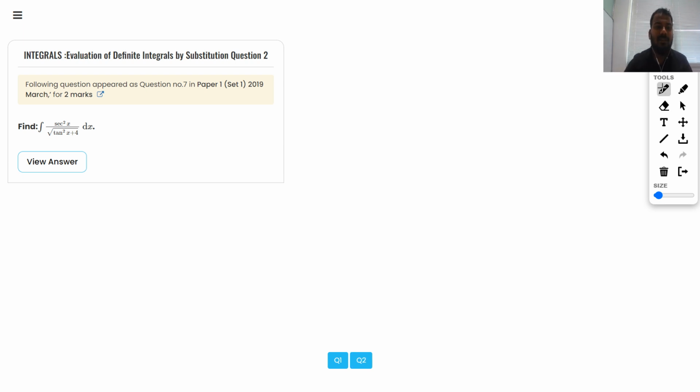This question, you can see, has been taken from paper 1 set 1 of 2019, and it is given for 2 marks. Let's try to solve this with the help of substitution itself. Integration of sec square x over root of tan square x plus 4 dx.